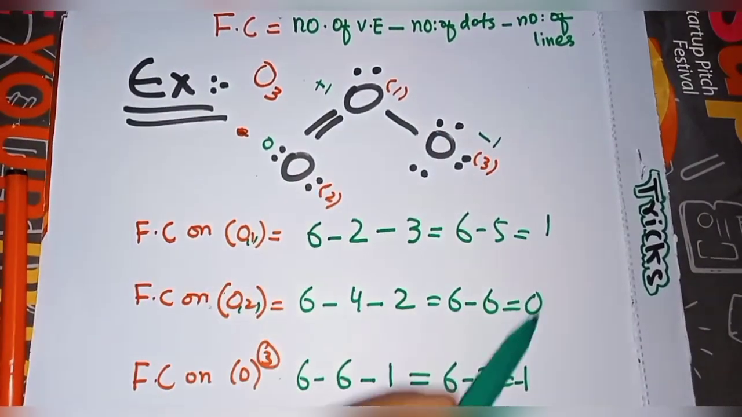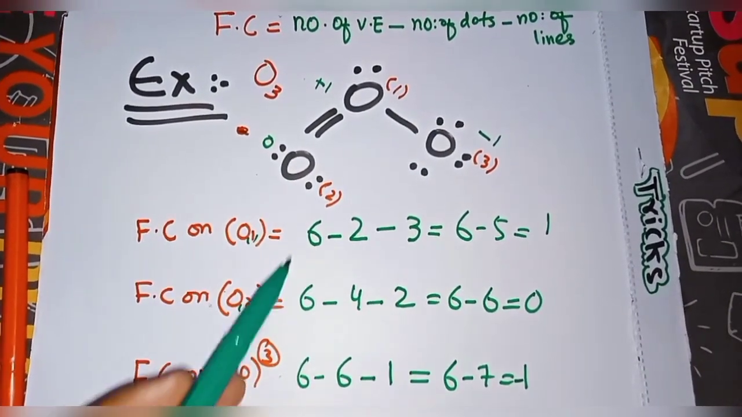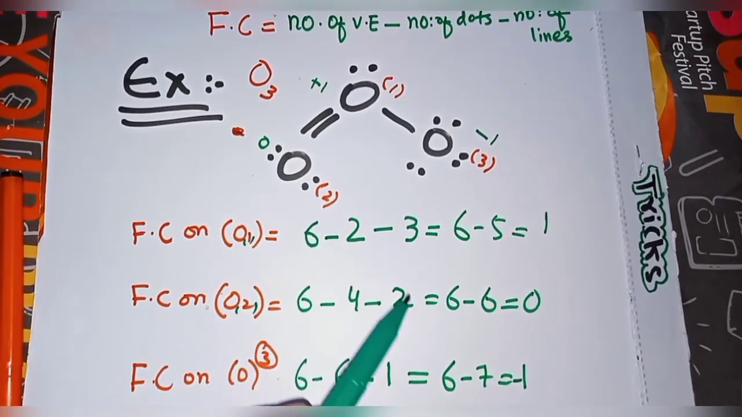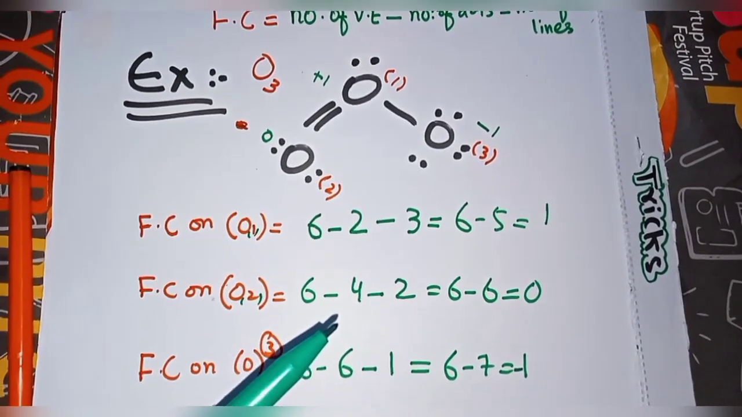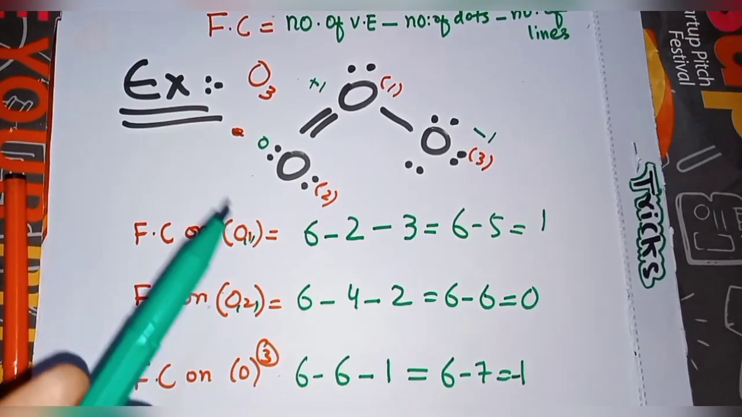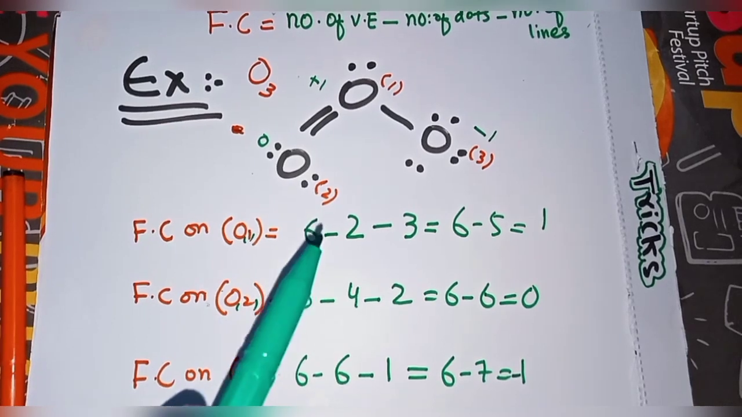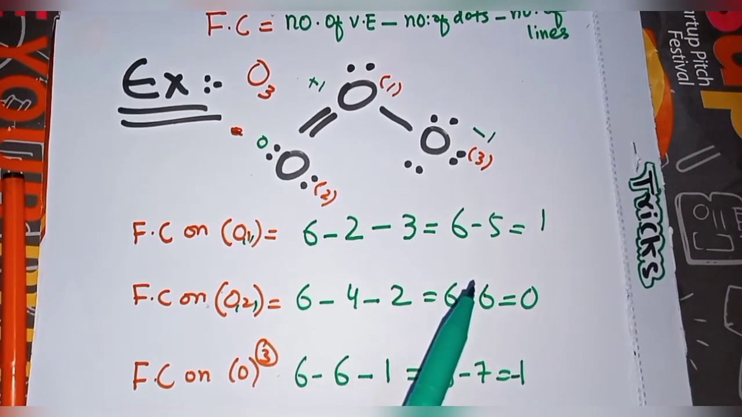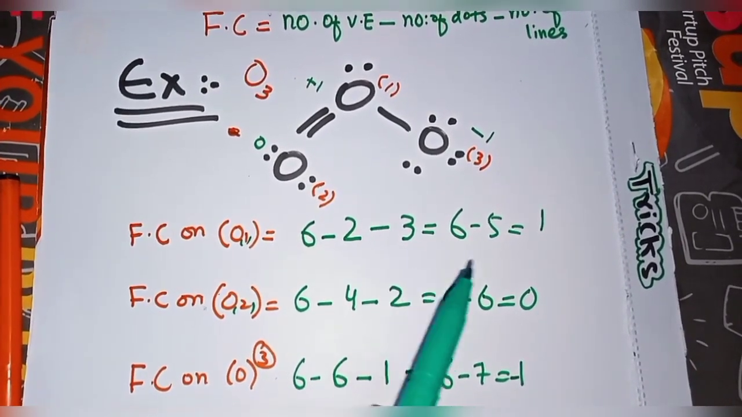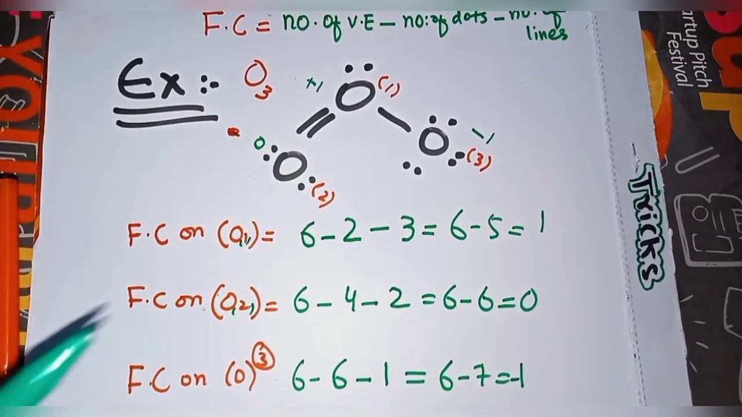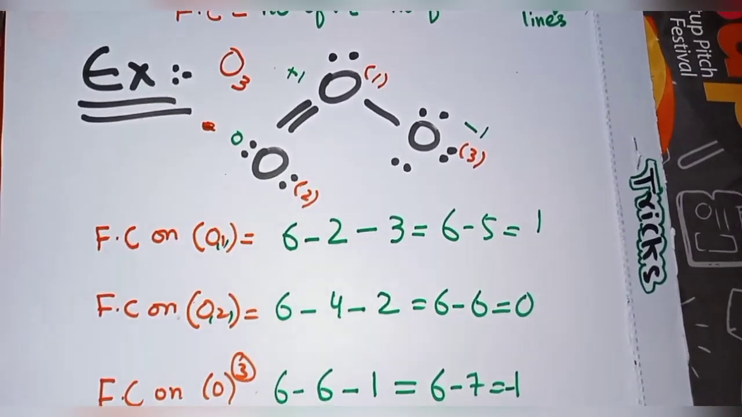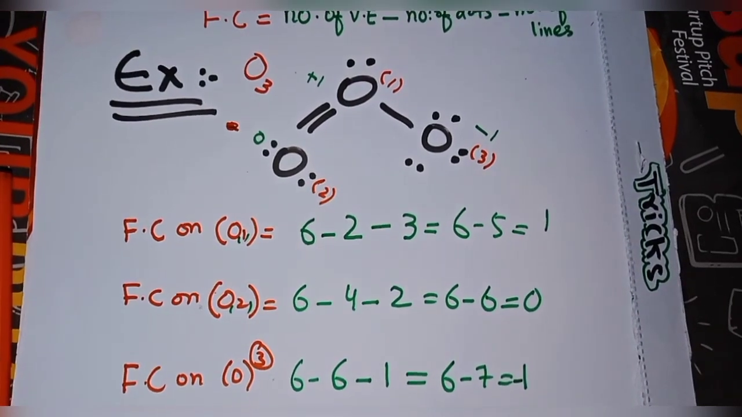So by using the formal charge we can easily determine the best Lewis dot structure. So which is the best Lewis dot structure? The one whose atoms have the least or zero formal charge is the best Lewis dot structure. So here the second oxygen, which is 0, is the least, so that Lewis dot structure is the best.